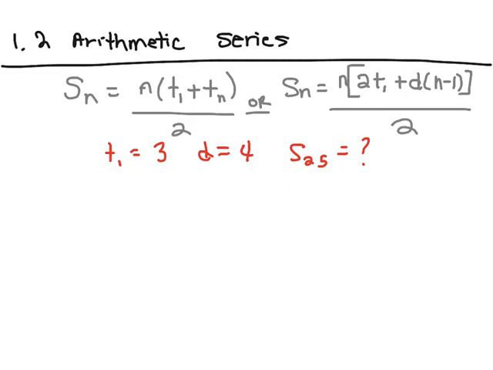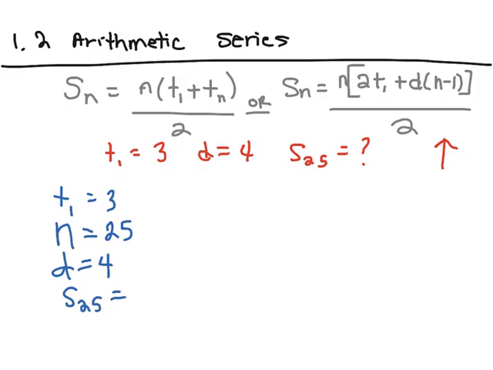So for the next one, determine an arithmetic series that has a term 1 of 3, a common difference of 4, and we want to find the sum of 25. Because we know our term 1 and our d, it's easiest to use this one because we don't know the term number of 25. So t1 is equal to 3, n is equal to 25, d is equal to 4, and we're trying to find the sum of 25.